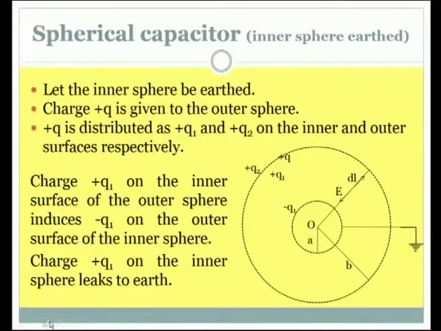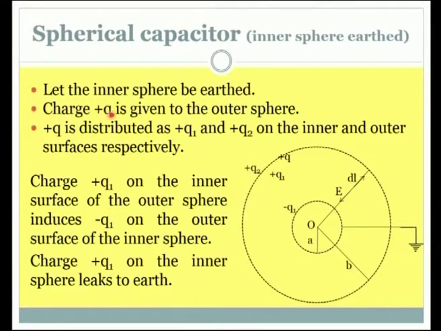We will go ahead with the discussion for the other case where the inner sphere is earthed. This is also one easy case. I would like to explain the arrangement. We have the concentric spheres, the outer sphere and the inner sphere in the same manner, but the inner sphere is earthed. We do not have electrical contact here. We have the inner sphere connected to the earth. Now, what will happen?